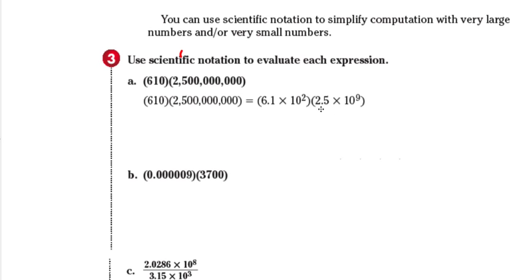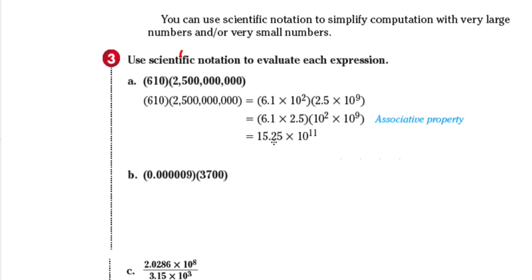And using the associative property, we now have 6.1 times 2.5 times 10 to the 2nd times 10 to the 9th. Actually, this is the commutative and the associative properties of multiplication. And then we simply multiply 6.1 times 2.5, which will give us 15.25. And this is now the product of powers property, which is 10 to the 11th power. Simply add the exponents together.